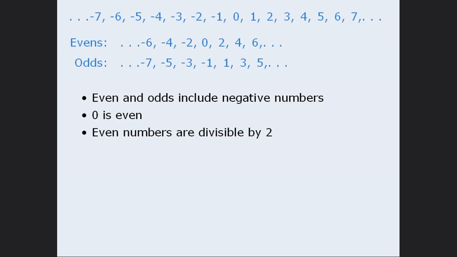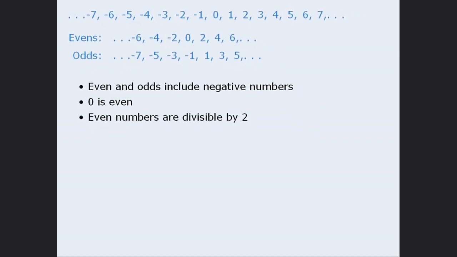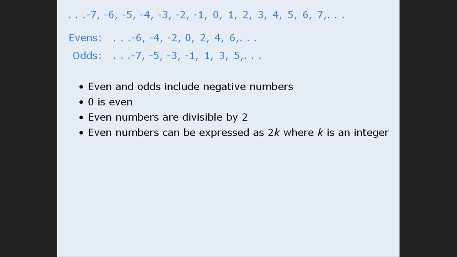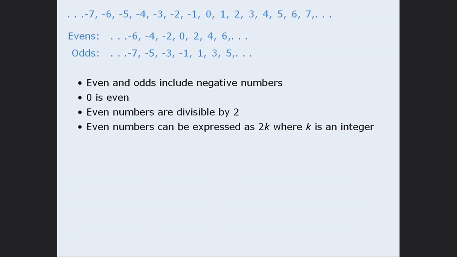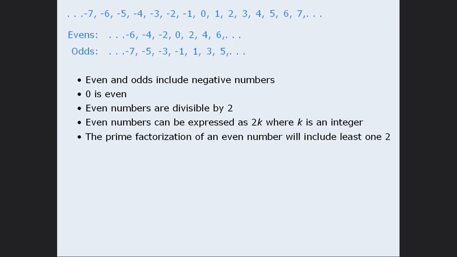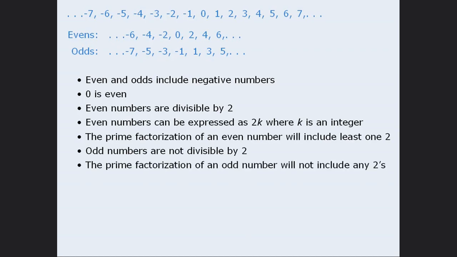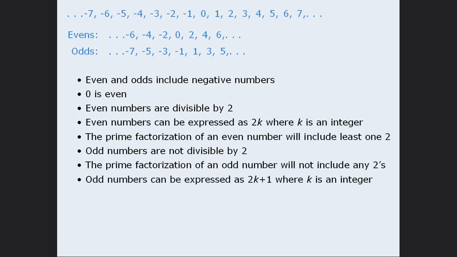Also, even numbers are divisible by 2, which means that all even numbers can be expressed as 2k, where k is an integer. Another way to say this is that the prime factorization of an even number will include at least one 2. Conversely, odd numbers are not divisible by 2, which means the prime factorization of an odd number will not include any 2's. And finally, odd numbers can be expressed as 2k plus 1, where k is an integer.